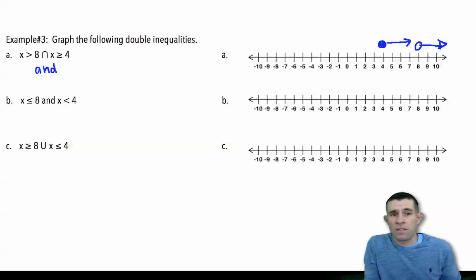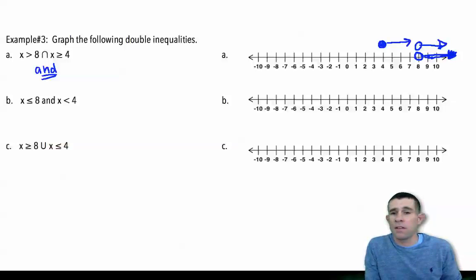Now, since this is an "and", we want the overlap of those two sets, so what's in both sets? So what's consistently in both sets is everything that's at 8 and greater than. So we will color that in here on our number line, indicating that this is the solution to this intersection set. Our next one is also an "and", so again we want the overlap.